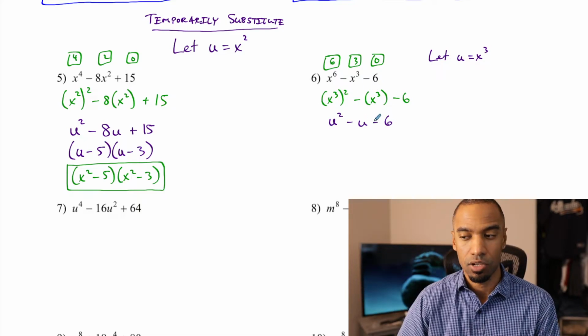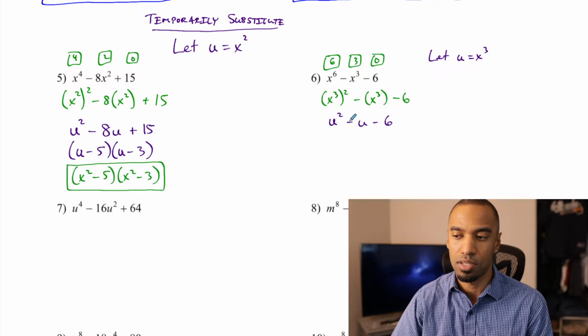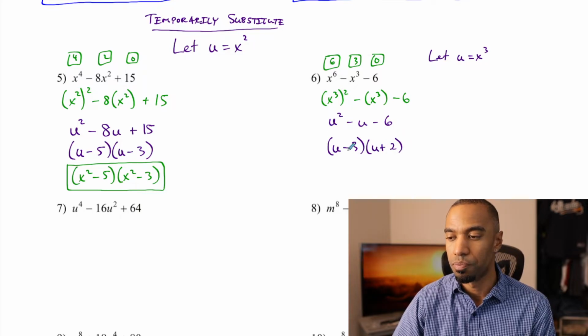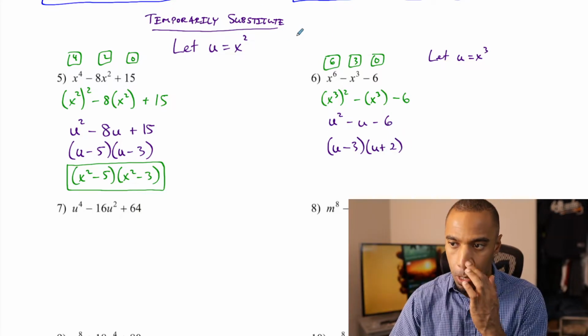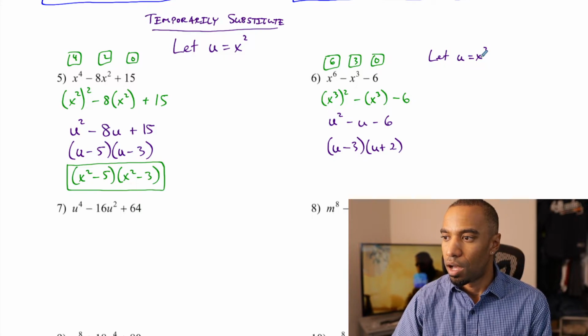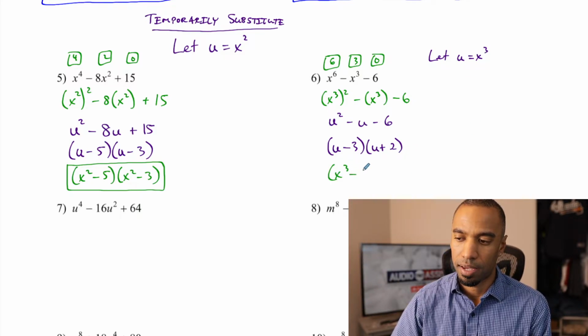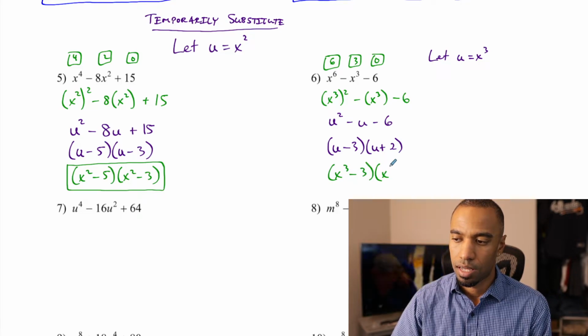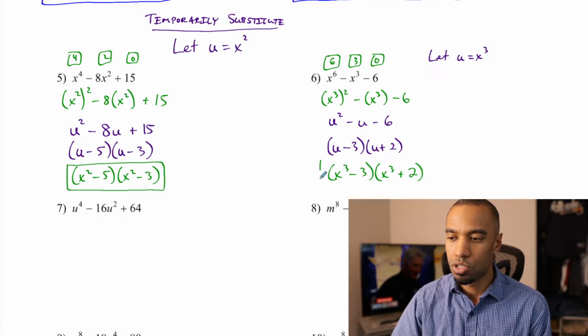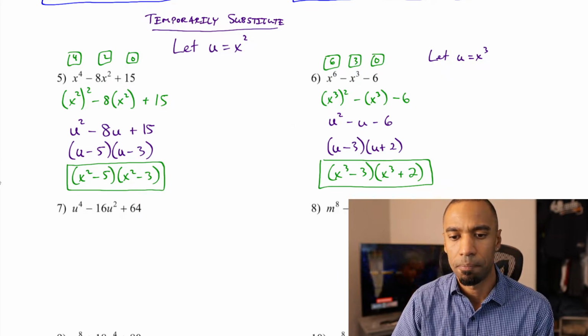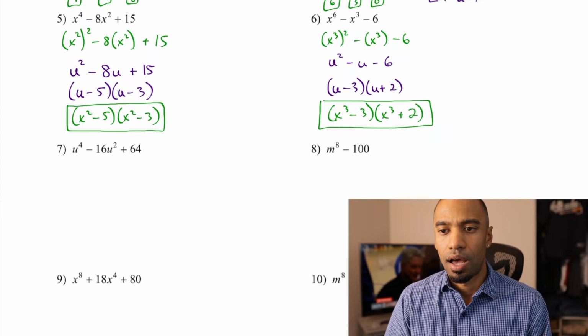Either way, we're going to be factoring this. What two numbers multiply to make negative 6 and add to make negative 1? That would be negative 3 and negative 2. U minus 3 times u plus 2. Right there. So x cubed was being substituted by u, and I'm going to go ahead and put an x cubed right back in there. X cubed minus 3 times x cubed plus 2. Again, my goal is to factor what the original thing was right here, and we're able to do that. Okay, the next one here.